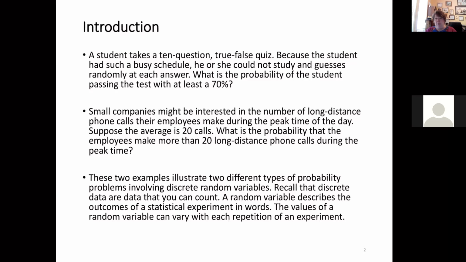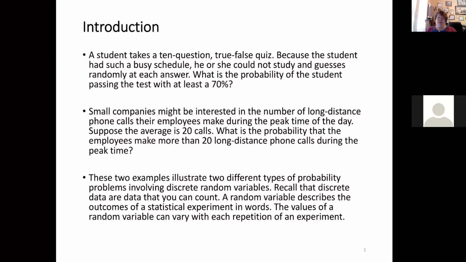Small phone companies might be interested in the number of long distance phone calls their employees make during the peak time of the day. You can count those calls. Suppose the average is 20 calls. This is Poisson, by the way, in case you're interested. What is the probability that the employees make more than 20 long distance phone calls during the peak time? So this is a discrete probability distribution. It's Poisson. We'll talk about that later. But it's because you can count the number of calls that they make.